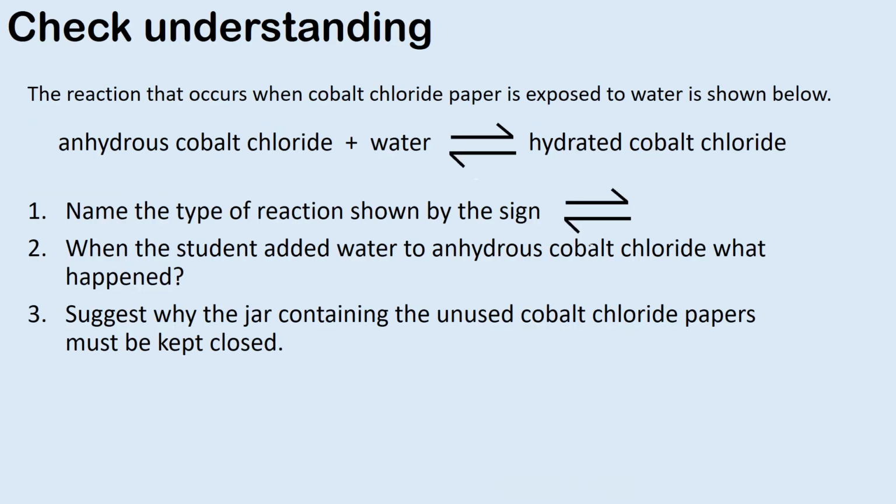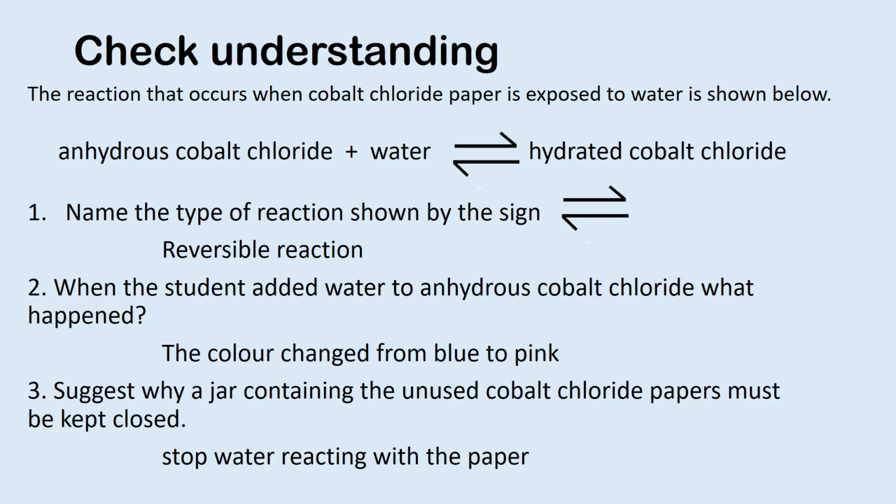Okay, so this is just a quick checking understanding slide. So see if you can have a go at these questions down here. Name the type of reaction shown by that lovely sign there. I'm sure you know that. When the student added water to the anhydrous cobalt chloride, what happened? Hopefully you should be able to answer that, or if not, have a quick look back and find out. Last one's a suggest question. So remember, suggest questions are ones that aren't straight off the specification, but where you have to use your understanding to try and work something out. So it says, suggest why the jar containing the unused cobalt chloride papers must be kept closed. Have a go at those, and then the answers are on the next slide.